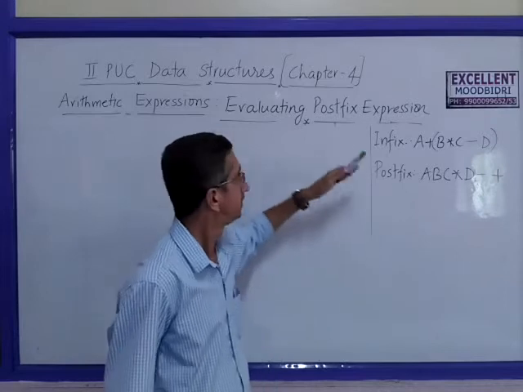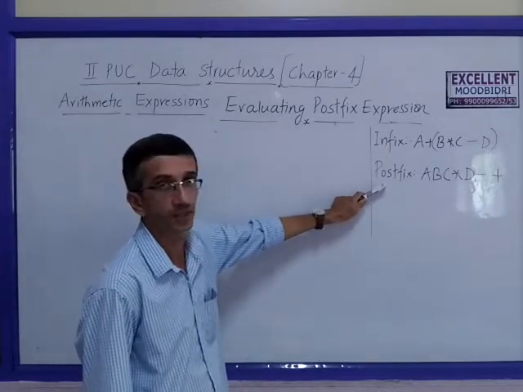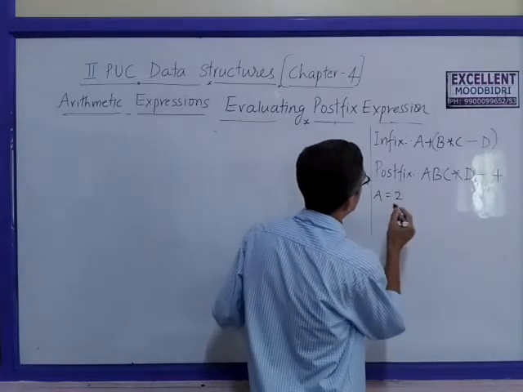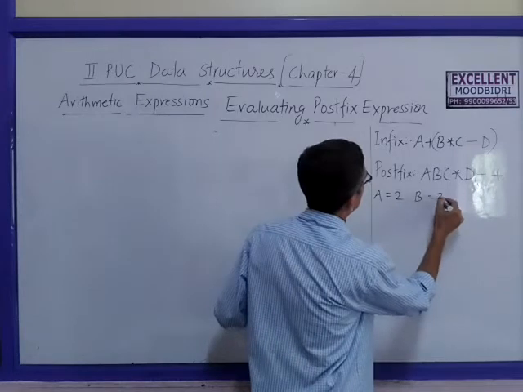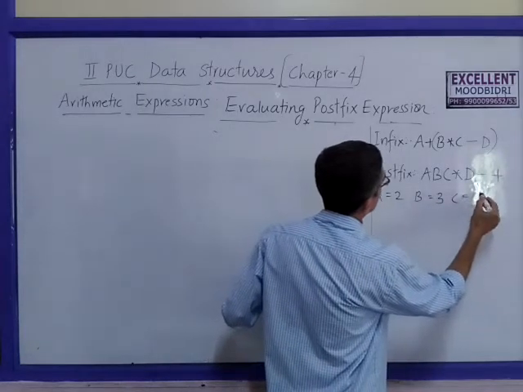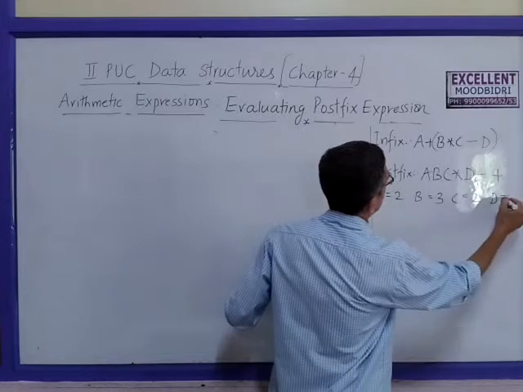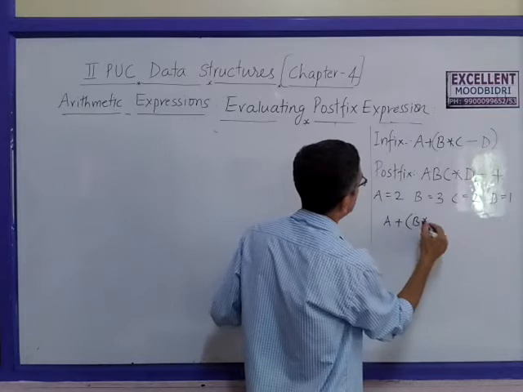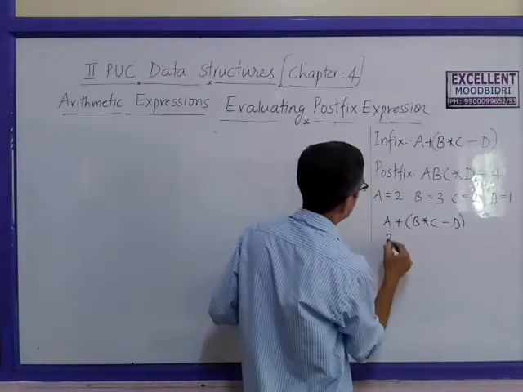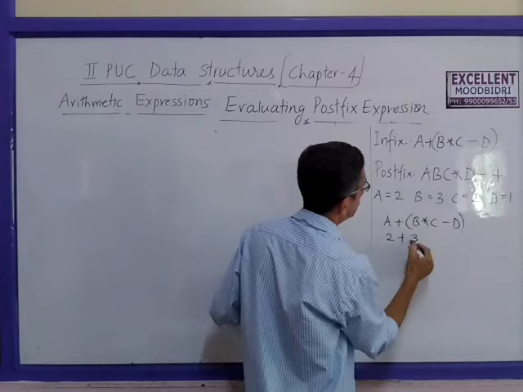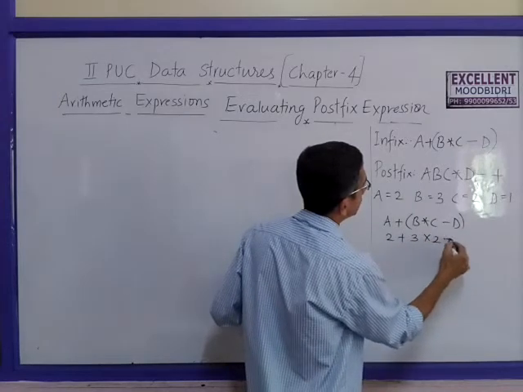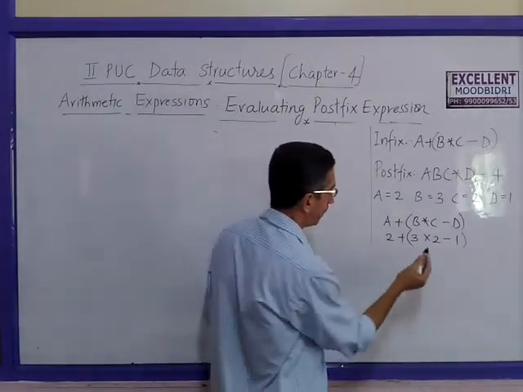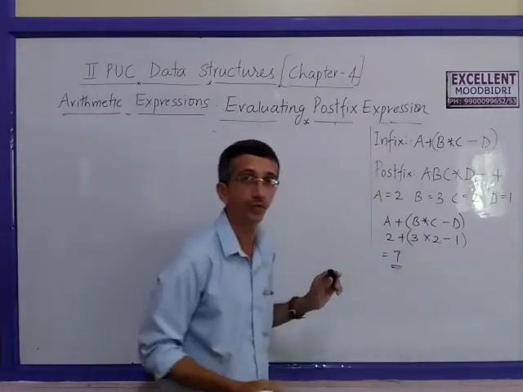We will evaluate this postfix expression by giving values. For example, A is equal to 2, B is equal to 3, C is equal to, suppose, 2, and D is equal to 1. What happens? The infix will be A + B * C - D. So it is 2 + 3 * 2 - 1. So 3 times 2 is 6, minus 1 is 5. 5 plus 2 is equal to 7. So 7 should be the answer.